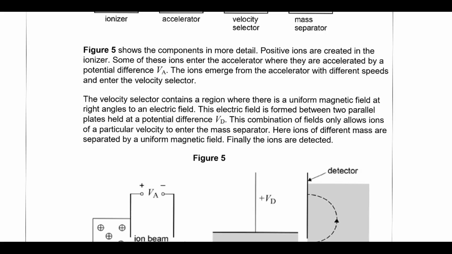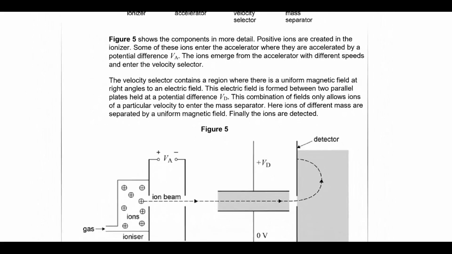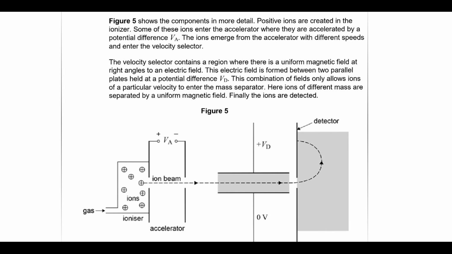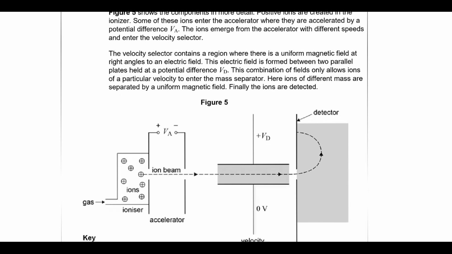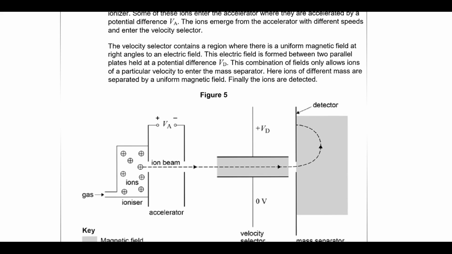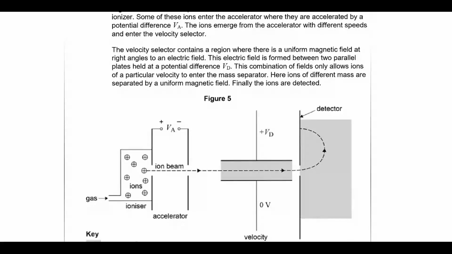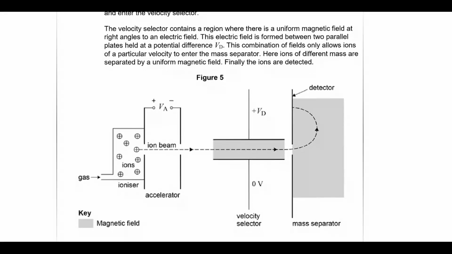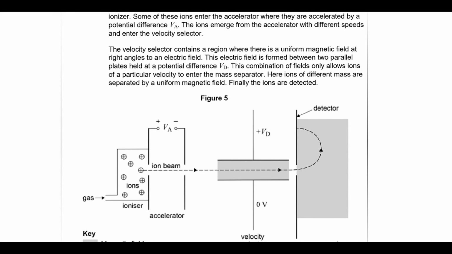Okay, so we've got a diagram showing the components in more detail. We've got positive ions created by the ionizer, as I said. We use an electric field to accelerate those ions. They emerge from the accelerator and go into your velocity selector, which is again another electric field. And then we separate them by mass in a magnetic field.